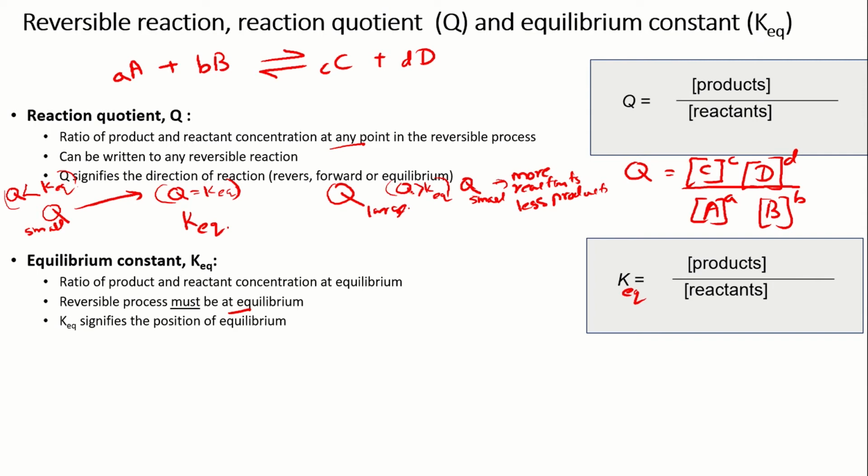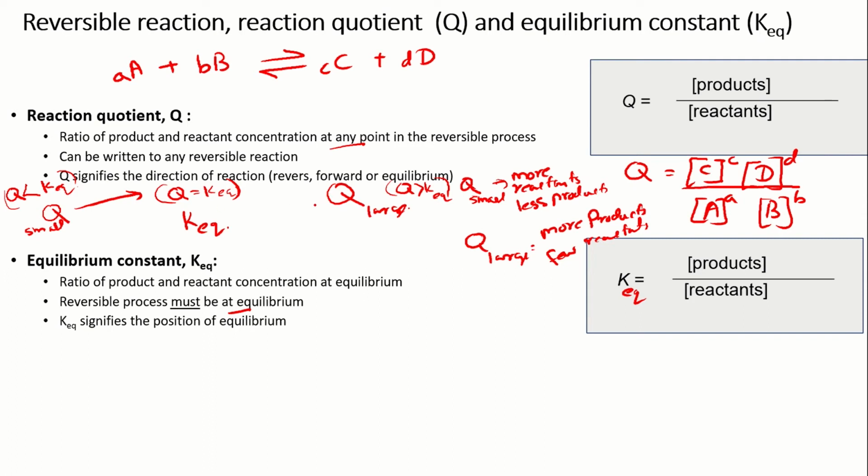If you're having a large Q, what does that mean? You have more products and you have few reactants. If that is the case, and by nature things prefer stability, stability is where the Q equals Keq, the system tries to seek the stability by reaching equilibrium, or by trying to equal this Q to Keq.